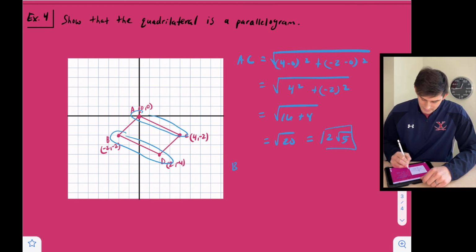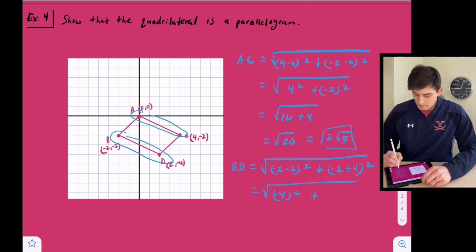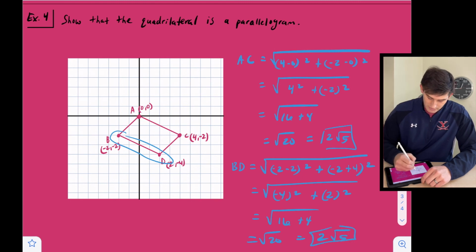So now let's find the distance of BD. And let's do -2 minus 2 squared plus -2 minus -4, so -2 plus 4. And -2 minus 2 would be -4 squared, plus -2 plus 4 would be 2. And we get 16 plus 4, which is the square root of 20, which also is 2√5. Okay, so now we know that these two sides are congruent.